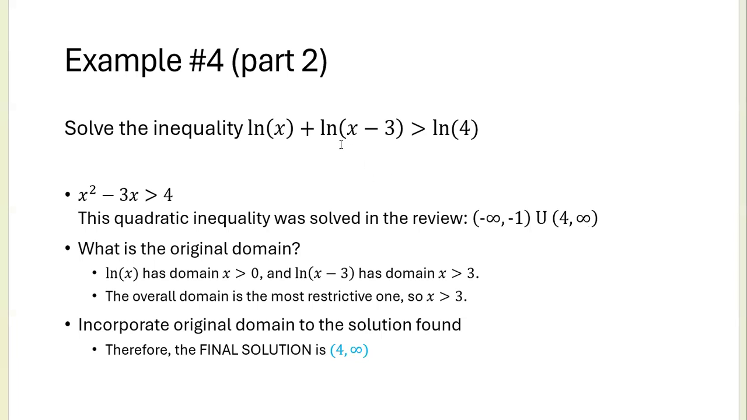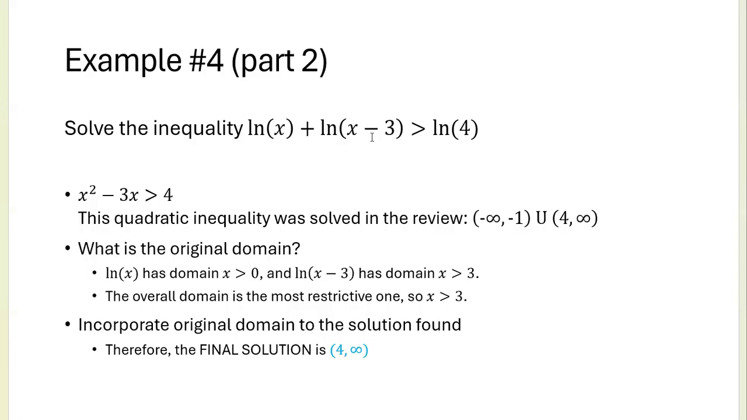What was the original domain over here? Well, for ln x, the domain is x is greater than 0. For ln of x minus 3, the domain is x is greater than 3. Which one's more restrictive? x is greater than 3, yeah? Because you can't have x is 1 or 2, stuff like that, right?